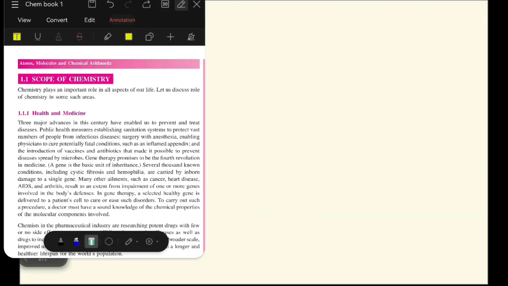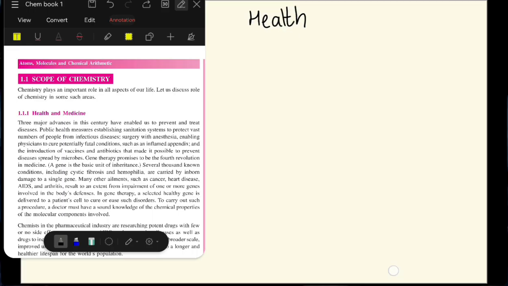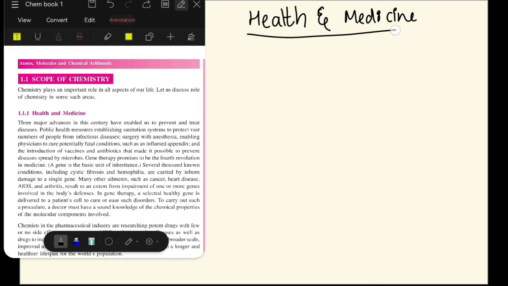Let us start with the first and the foremost one, which is health and medicine. Okay, we'll start with health and medicine. I'll just write it real quickly here. Now, in health and medicine, chemistry helped us in a total of 4 ways. According to your textbook, 4 ways are mentioned. What are the 4 ways?